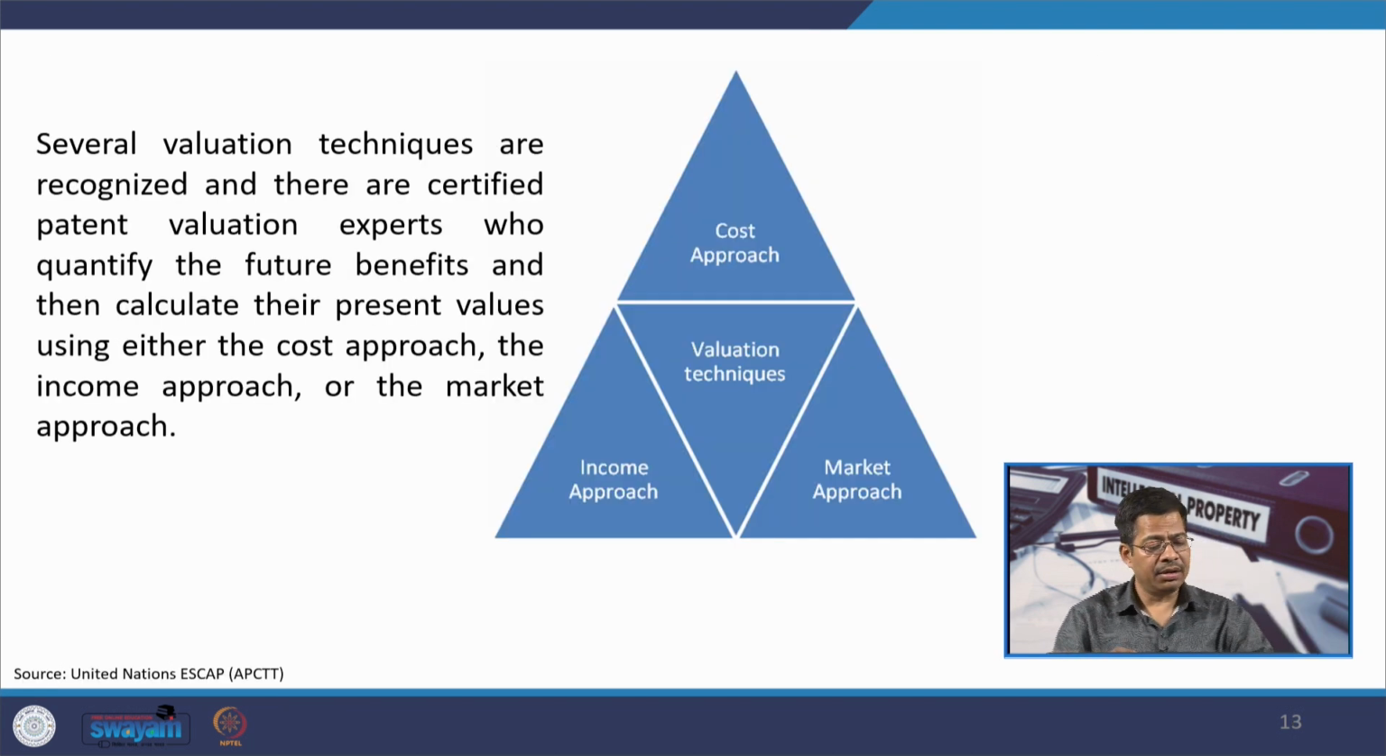Now, there are different types of methods, which is I think the most important part of this discussion, that is, how are we going to value our IP. Three very important methods are there: cost, income, and market. And then we can have a combined method also, which is known as the hybrid method. But theoretically speaking, we use three important methods: cost, income, and market based approach.